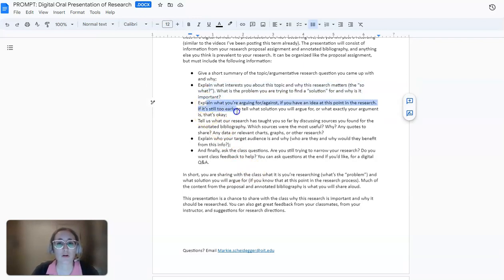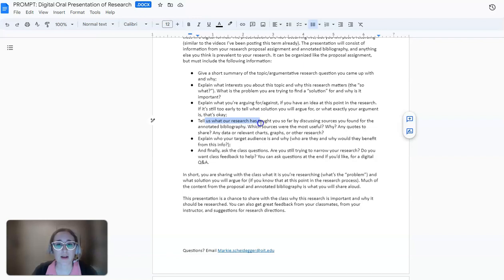You're explaining what you're arguing for or against if you're at that point. So if you're not at that point yet where you're quite sure what your argument is going to be in full, that's okay. You can talk to us about what these sides are, even if you're not entirely sure, you haven't finished your research yet in terms of what you want to argue.